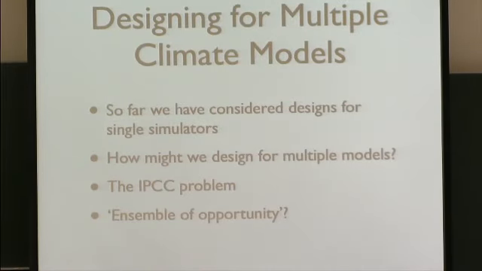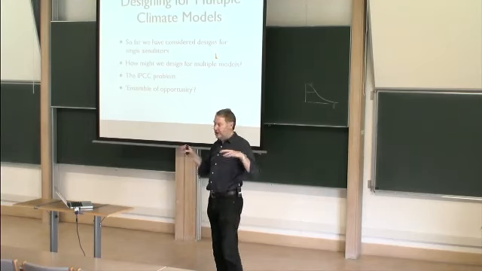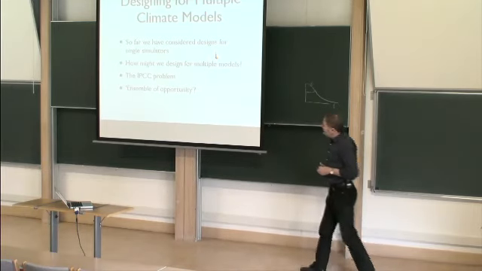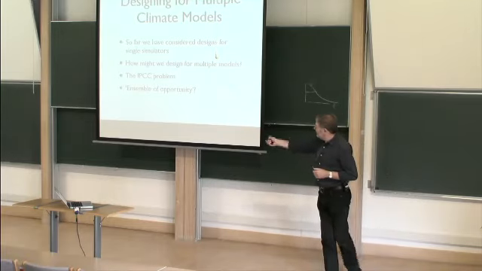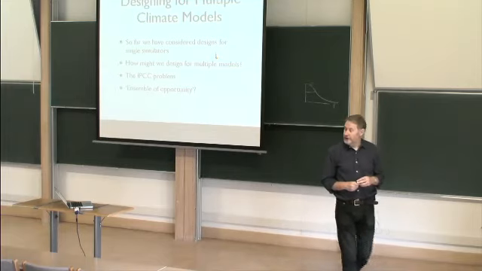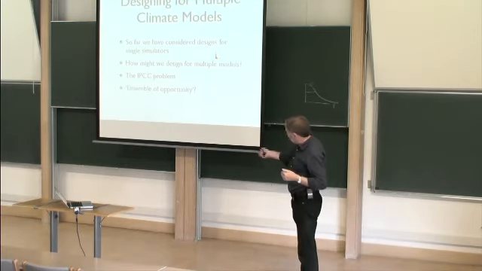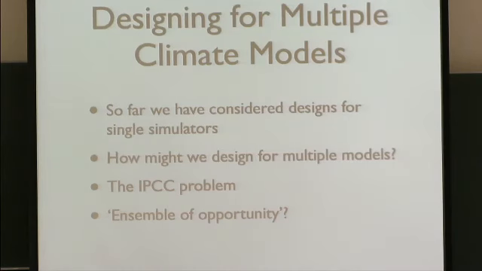Okay, so far I've only talked about single simulators. I've only got one model and how would we design to look at uncertainty or sensitivity in one model. How might we design for multiple models? And you can think of this as the IPCC problem. They've got lots of groups around the world who are all building models and running them. And people usually call this the ensemble of opportunity. Last week I saw someone describe it as the ensemble of lost opportunity.